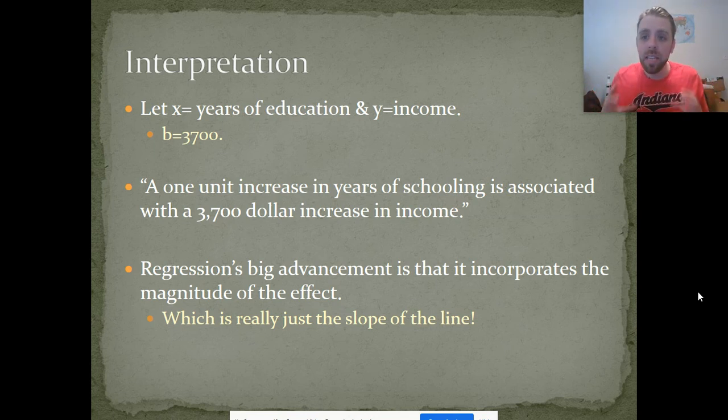But the magnitude of the effect, what I hope this lesson has shown you, is really all that is the slope of the line. It's the average change in the slope, like the way the line moves. Does it move up? Does it move down? How steep or how mild is that change? That's all you're doing here. That's all you are quantifying, the slope of the line.